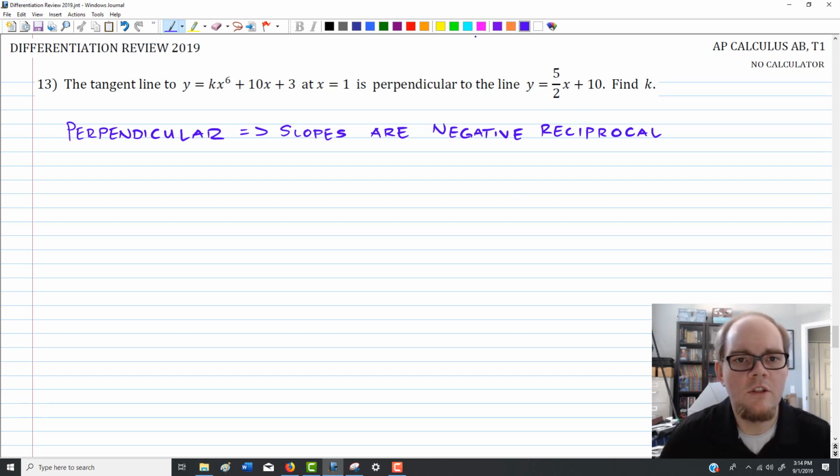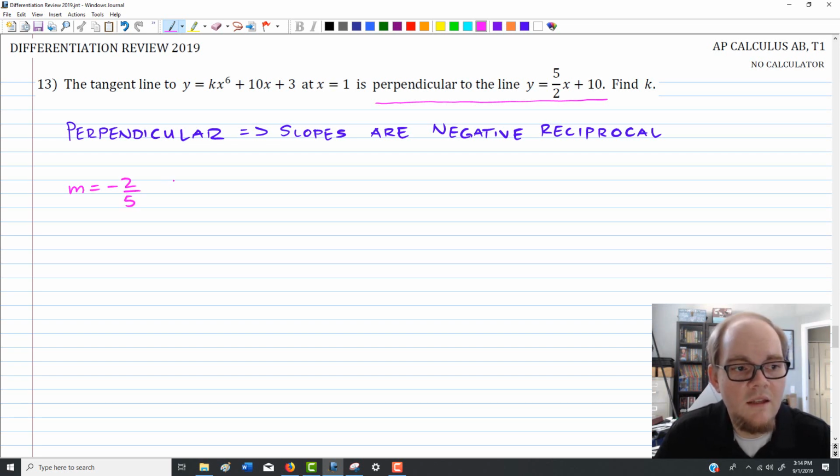So a couple things that we can do in order to jump in. The first thing I'm going to take advantage of is that it says the line we want is perpendicular to the line y equals 5/2 x. In other words, the slope we're looking for is equal to negative 2/5, because that is literally negative 1 divided by 5/2. So the first thing we know is that the slope we get from the original function needs to equal negative 2/5 at x equals 1. The second thing we can look at is the actual function here.